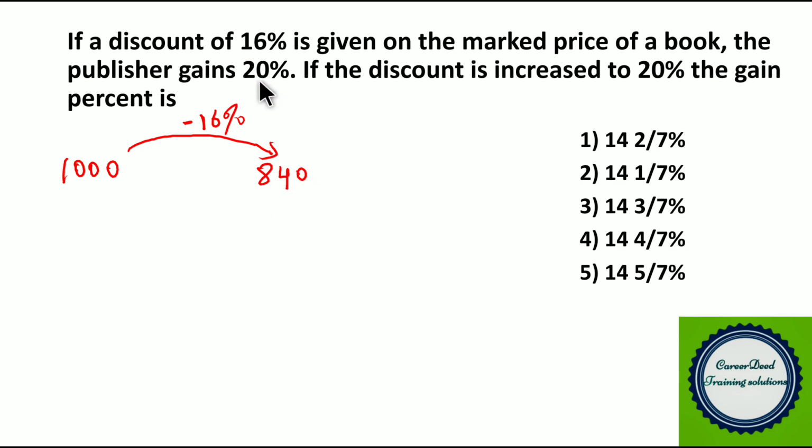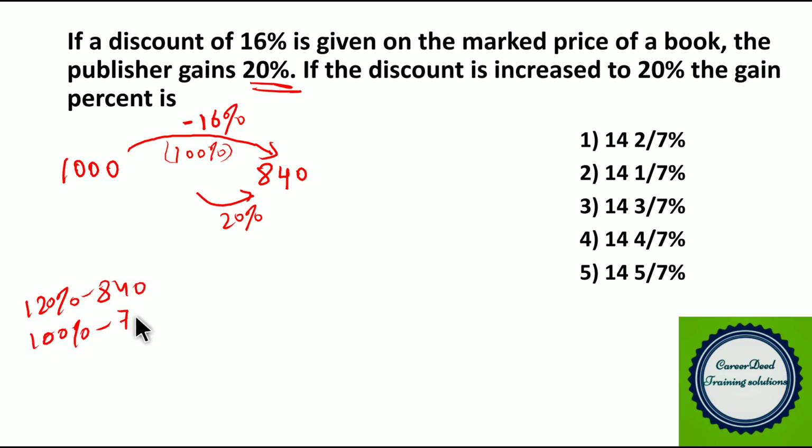So that he gains a 20% profit. Even by selling for 840 rupees, from the cost price he gets a 20% profit. Always the cost price is 100%. So if cost price is 100%, selling price will be 120%. So 120% is 840. Then what is 100%? 100% is 700. So cost price is 700 rupees, market price is 1000 rupees. From that he is giving a 16% discount, so that he is getting a 20% profit.